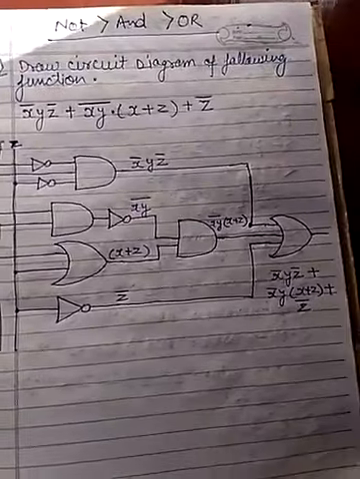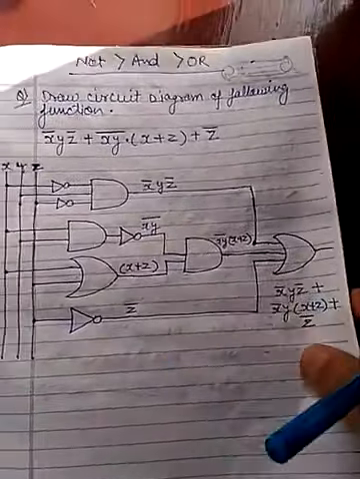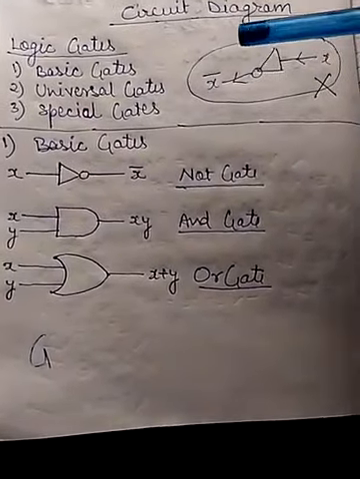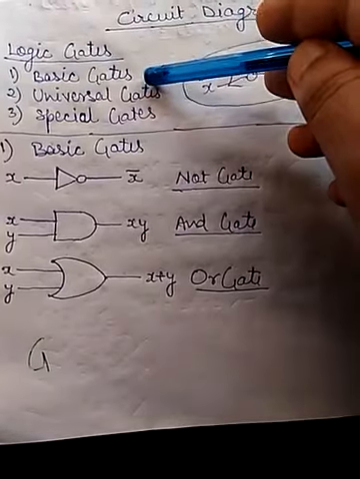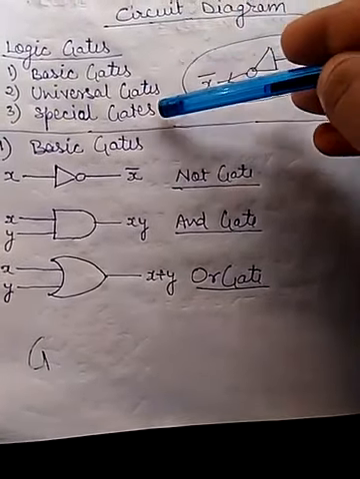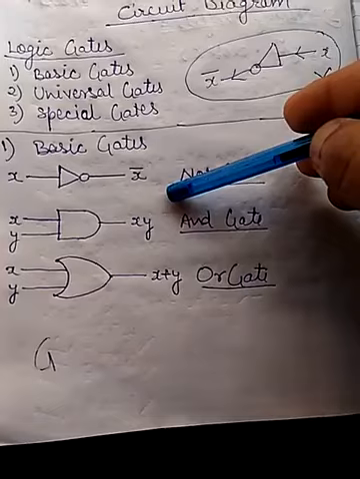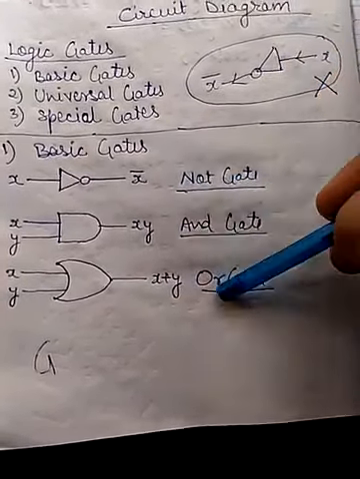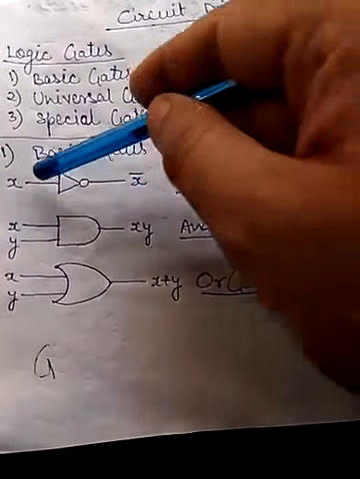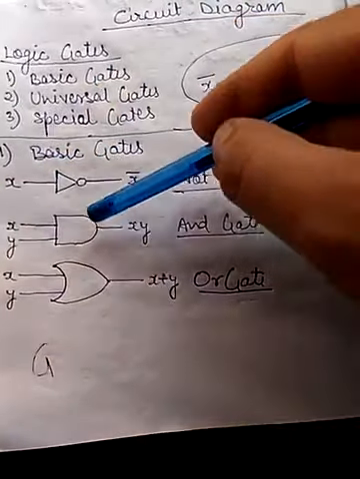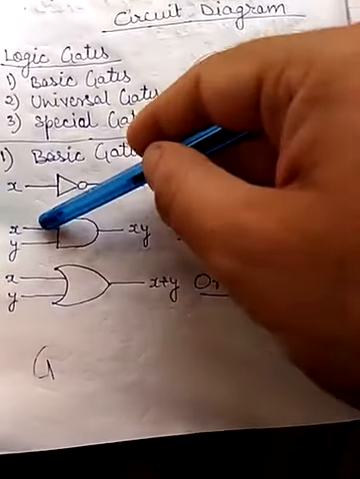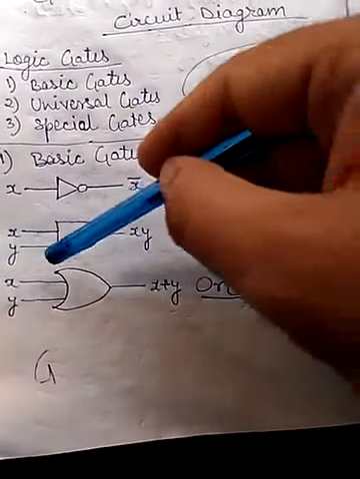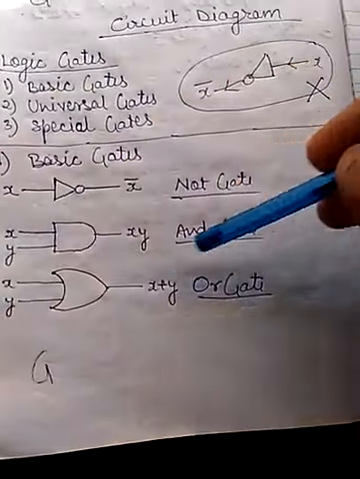So in this way you can draw the circuit diagram. Remember that to draw the circuit diagram there are three types of gates: basic gates, universal gates and special gates. In basic gates, three gates are there, that is NOT, AND, OR. NOT is a unary gate which consists of one input and one output. AND is a binary gate which consists of two or more inputs and one output. OR is a binary gate which consists of two or more inputs and one output.